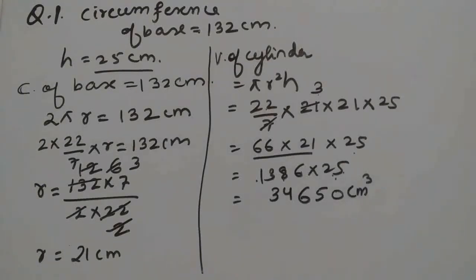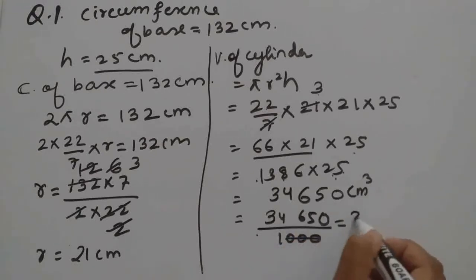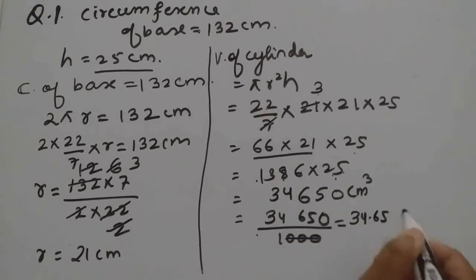So this is 34,650 centimeter cube. But in the question it is given how many liters. So we know 1000 centimeter cube is 1 liter. So to convert it into liter, we will divide by 1000. Okay. So when you divide by 1000, this 30 will go, and after 3 digits the decimal will come. This is in liter.